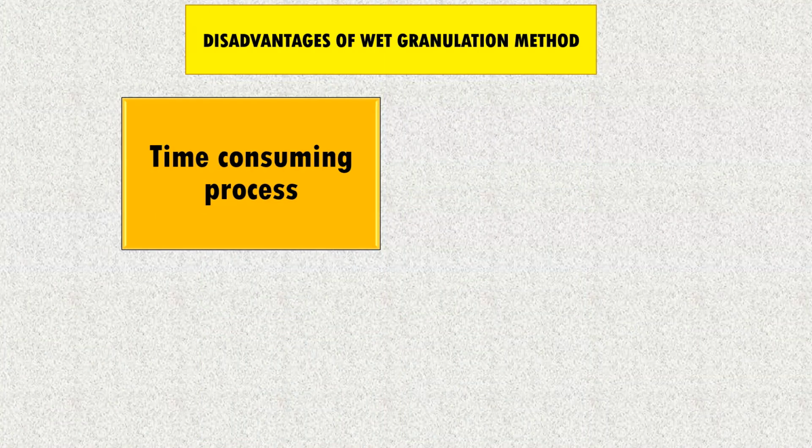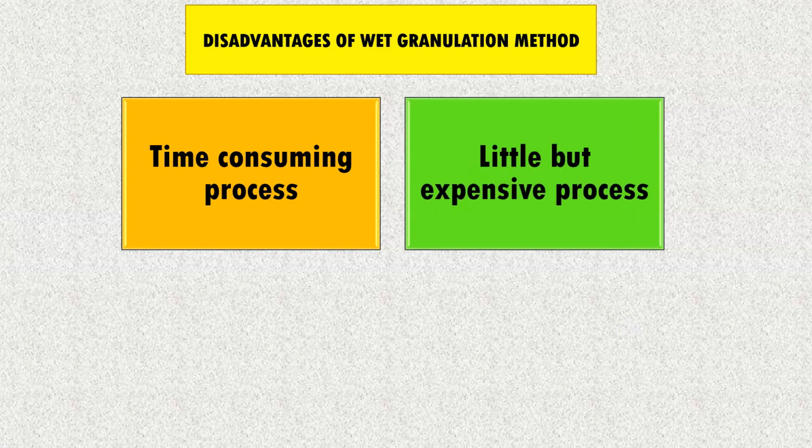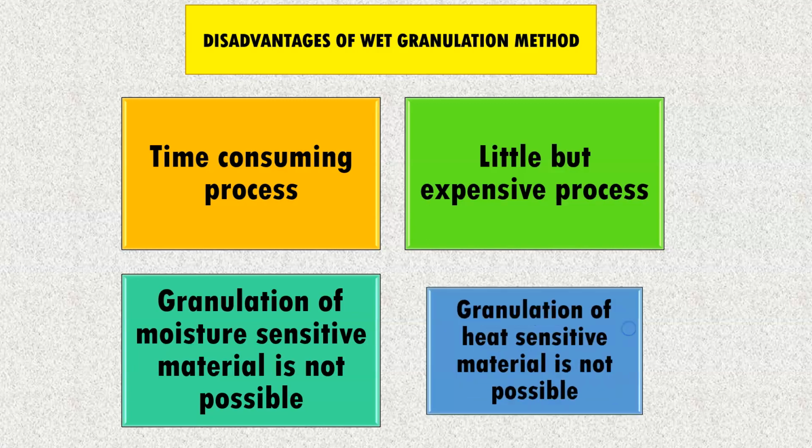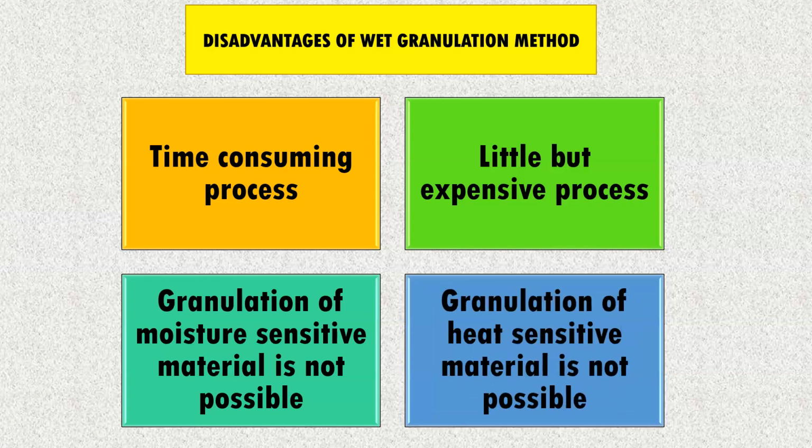Now let us see the disadvantages of wet granulation method. So the first disadvantage is it is a time consuming process. Then the next disadvantage is it is a little bit expensive process. Then the next disadvantage is granulation of moisture sensitive material is not possible. And the next disadvantage is granulation of heat sensitive material is not possible. So these are the disadvantages of wet granulation method.